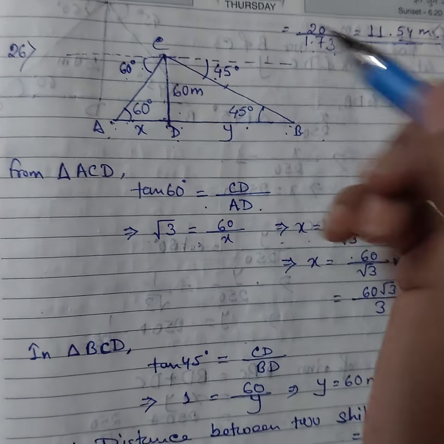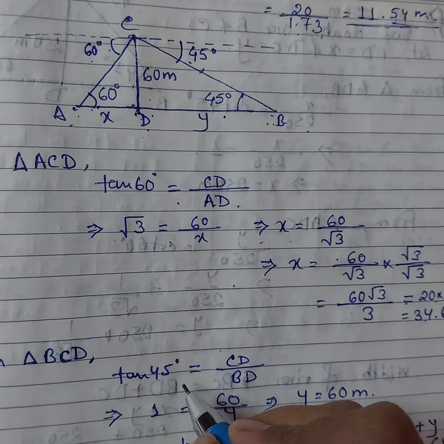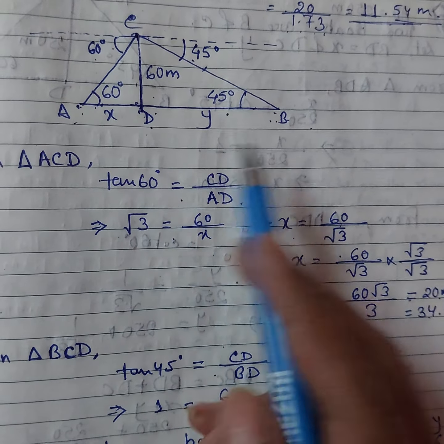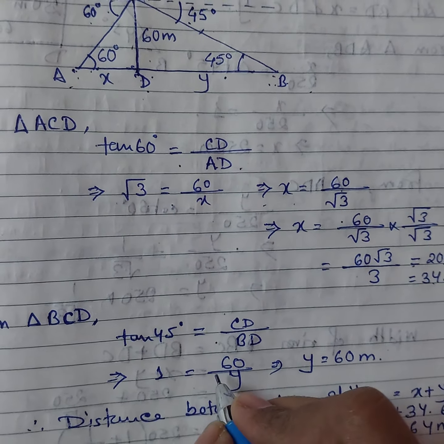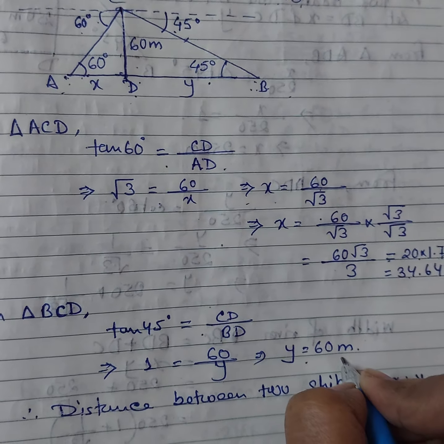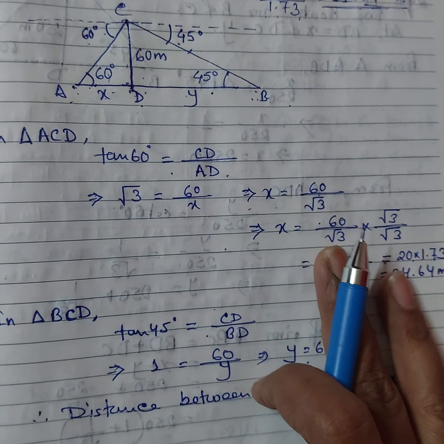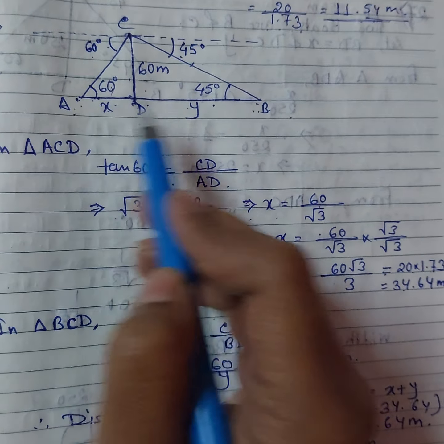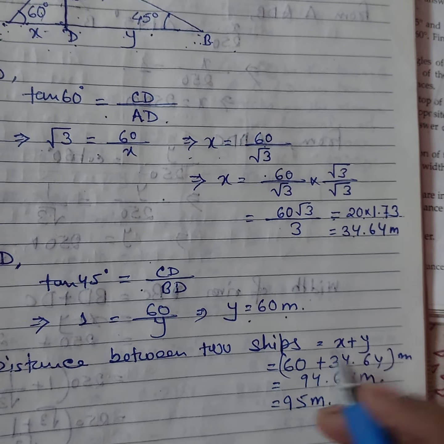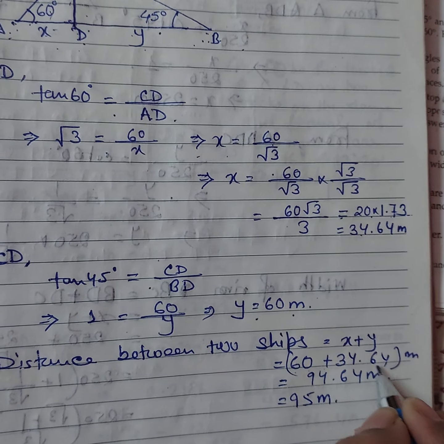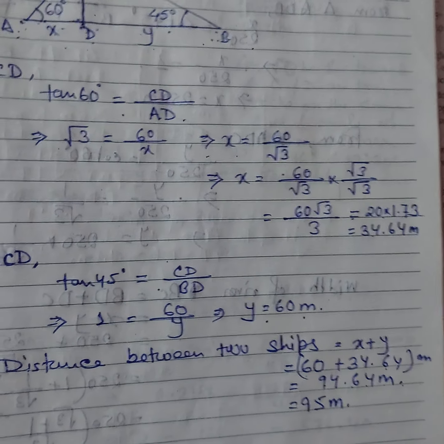meter. Now from triangle BCD, tan 45 degree is equal to perpendicular by base, that is CD by BD. That implies 1 is equal to 60 by Y, that is Y equal to 60. So distance between A and B will be X plus Y. Okay, so X plus Y is equal to 60 plus 34.64 meter, that is 94.64 meter, that is 95 meter.